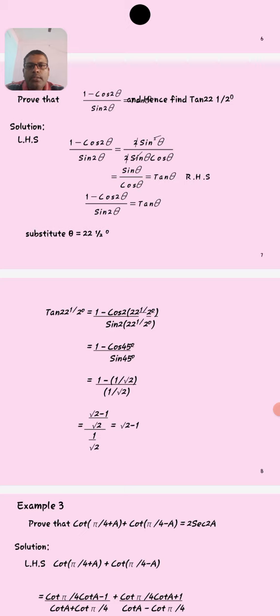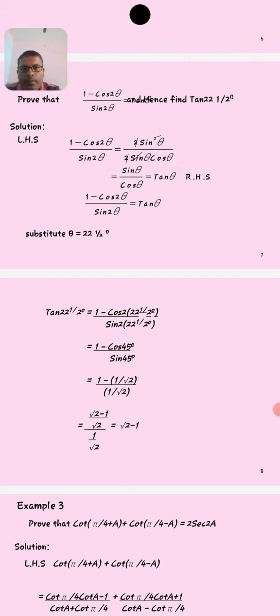Now we can do the simplification. We get (root 2 minus 1) divided by root 2, and the total is divided by 1 by root 2. Here the root 2 in the denominator cancels, we get root 2 minus 1, which is the value of tan 22.5.